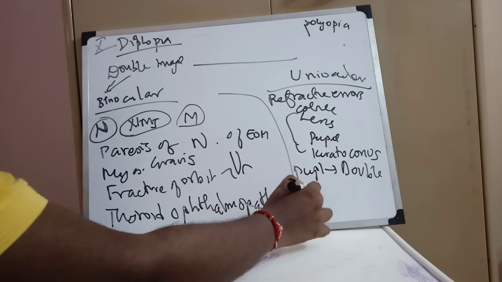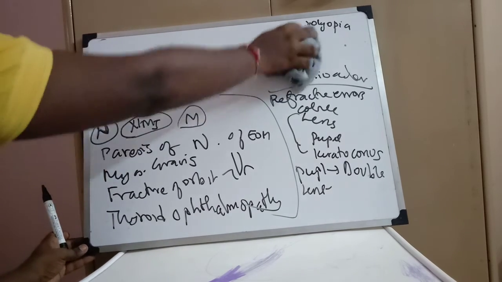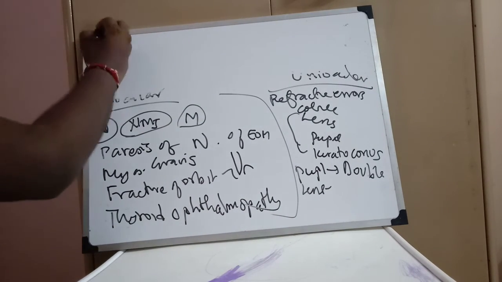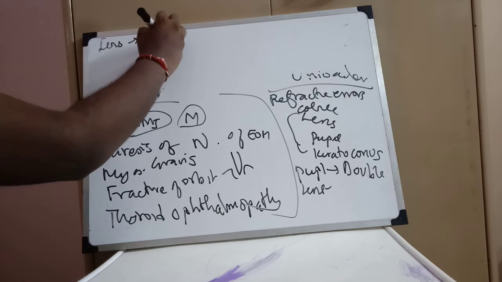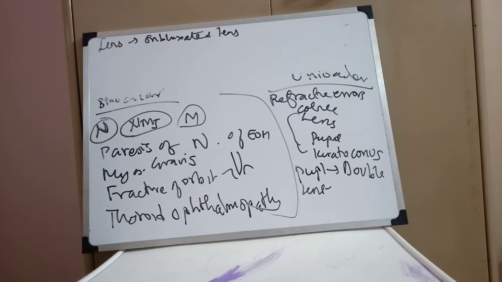In lens, you can have subluxated lens. Where are you going to have subluxated lens? Temporal subluxation is seen in Marfan's. In subluxated lens, the axis of the lens is going to be deviated. So apart from the normal axis of the eye, there is going to be another axis of refraction that is going to pass through the lens. So there is going to be more than one image perceived.